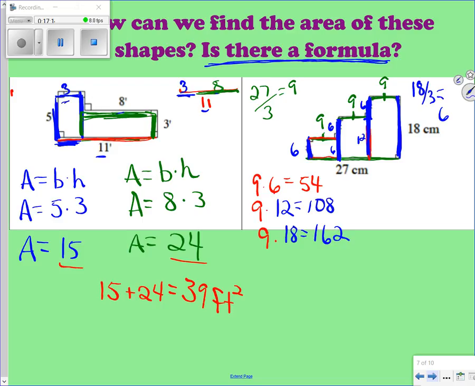Our last step is to take these three numbers and add them. So we have 54 plus 108 plus 162 gives us 324 centimeters squared. Perfect.